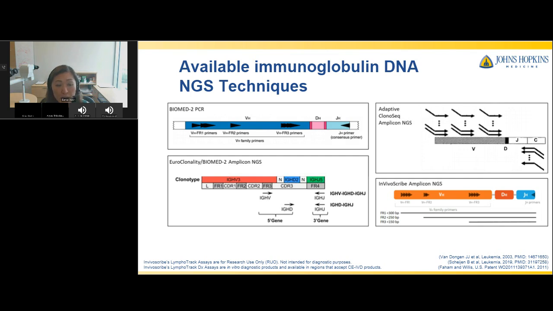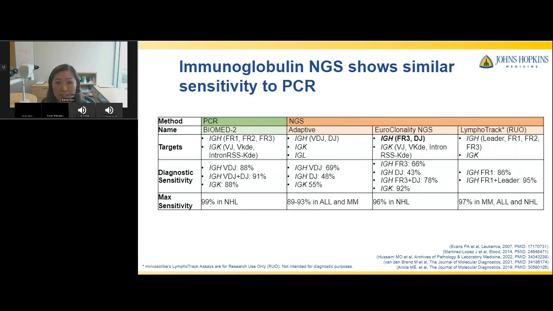Differences there are that the EuroClonality group has chosen only to have a framework 3 to J amplicon and a DJ amplicon, whereas the Invivoscribe assay that we have used in our lab will look at frameworks 1, 2, and 3 together without DJ. Now, the Adaptive or ClonoSEQ, as it used to be called, is slightly different because it does not use consensus V gene framework primers. It will have a specific V primer for every V framework it has in its database, and it uses those to amplify individual VJ combinations. So there are subtle differences in the design, and do these subtle differences actually affect diagnostic sensitivity? And the answer is probably, and somewhat, depending. So let's compare to the original PCR technique as the gold standard.